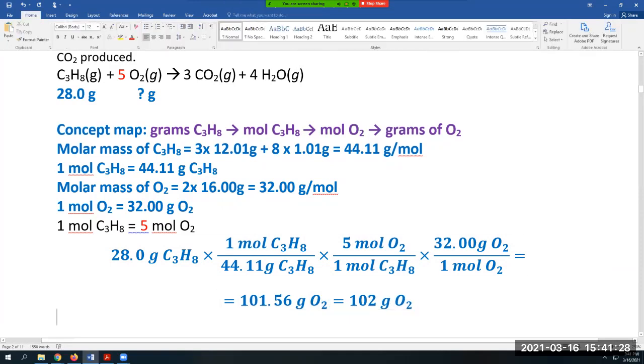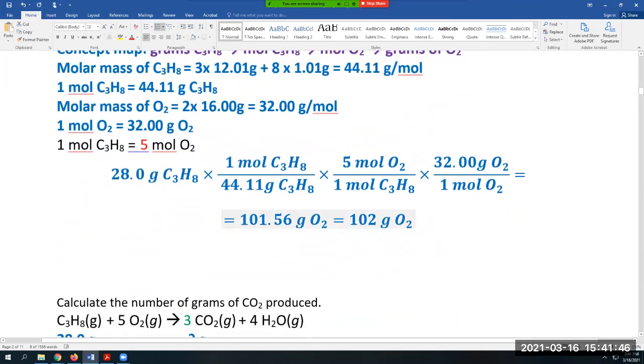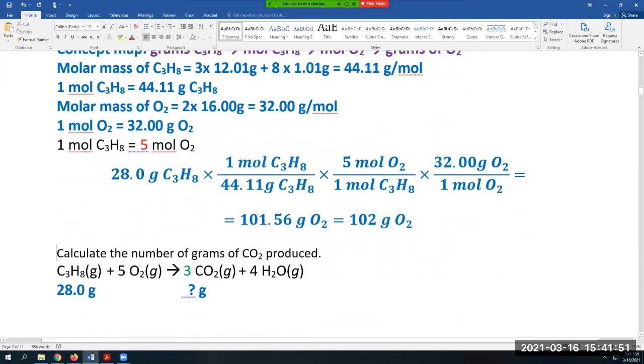So that answers the first question. Calculate the number of grams of oxygen required to convert 28 grams of propane. Now we need to calculate the number of grams of CO2 produced from these 28 grams of propane. So let's look at that question again. And we have the question written again here. The initial mass of propane is given again. And this time what we are looking for is the mass of CO2 produced in grams.